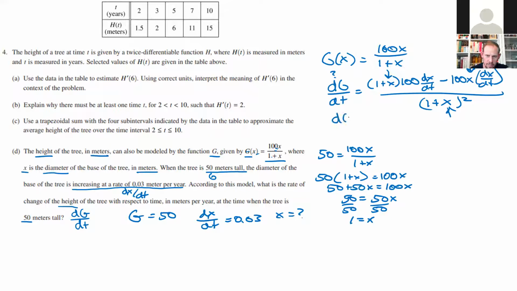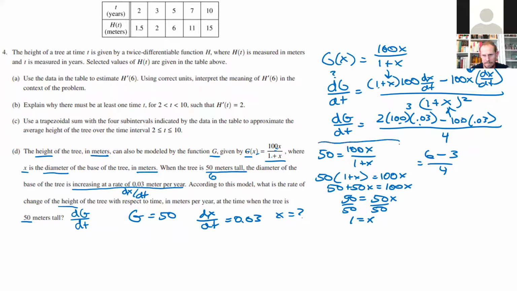So that means dg/dt is equal to (1 plus 1, so 2) times 100 times dx/dt, which was 0.03, minus 100 times x, which is 1, times dx/dt, which is 0.03, over (1 plus 1 is 2) squared, so over 4. All right, now we could probably work that out because 100 times 0.03 is just 3. 2 times 3 is 6. And this is 100 times 0.03, which is 3, over 4, like that. Don't want to get those two mixed up. So this is 3/4. So dg/dt is 3/4.